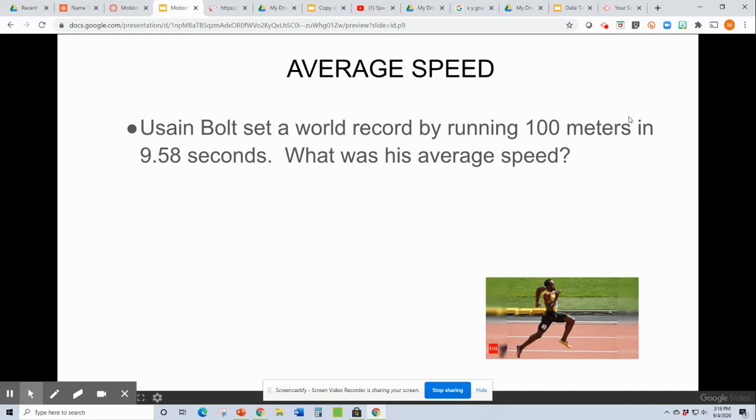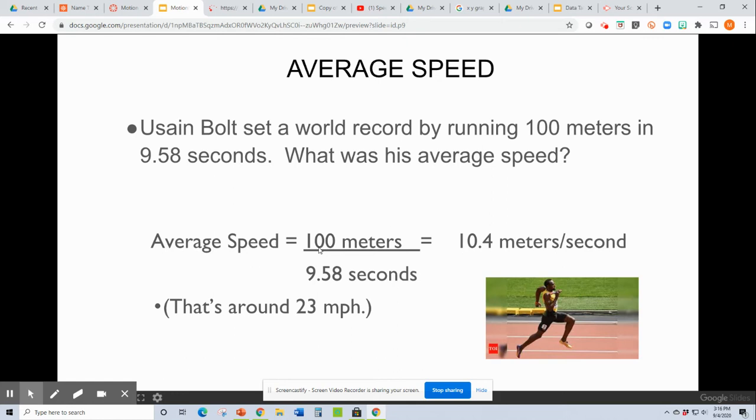Here's our distance. Here's our time. So we would set this up. 100 meters divided by 9.58 seconds is 10.4 meters per second. And I know that we're more comfortable with a different unit. So that is roughly, and this is his average speed, around 23 miles per hour. Obviously he has to get out of his starting block and get going, but this is his average speed.